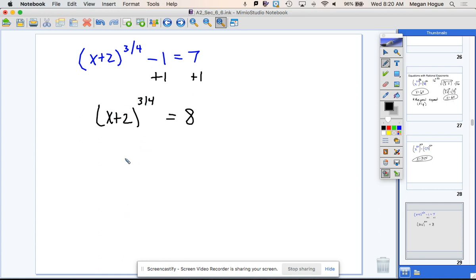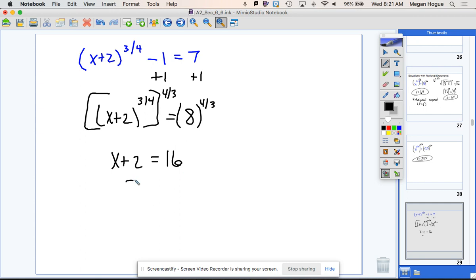So if I can't distribute that 3/4, I'm going to use an exponent. You can just use parentheses if you want. Technically, you're supposed to use brackets. What exponent should I use? Good. So reciprocal exponent, so exponent of 4/3. So you're gonna do 8 to the 4/3. 16. Well, then what's the only other thing we have to do? Subtract the 2. So x equals 14.